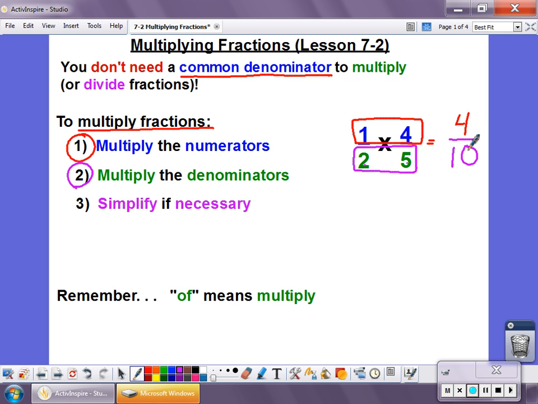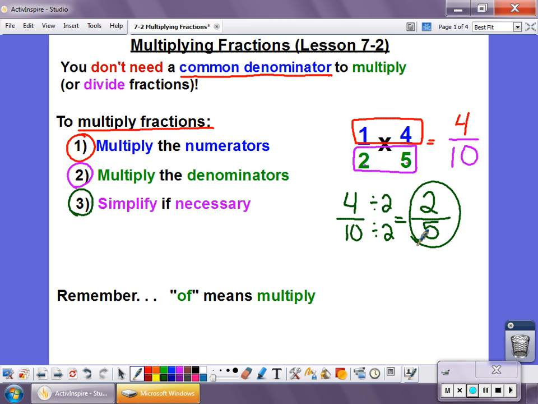And then last but not least, your last step is to simplify. If I have 4/10, 4/10 can be simplified. Both my numerator and my denominator can be divided by 2, and that will give me an answer of 2/5. And that's all there is to multiplying fractions. Multiply your numerators, multiply your denominators, and simplify.